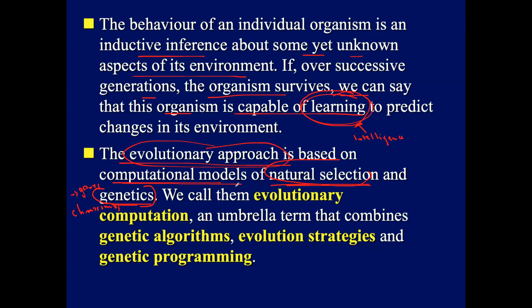We call the computational models under the evolutionary approach evolutionary computation. The term evolutionary computation itself is an umbrella term that combines a number of different methods, three to be more specific. The first is genetic algorithms, the second is evolutionary strategies, and the third is genetic programming. We've said that for us, we shall concentrate more on only genetic algorithms. The others, we shall not have time to cover them.